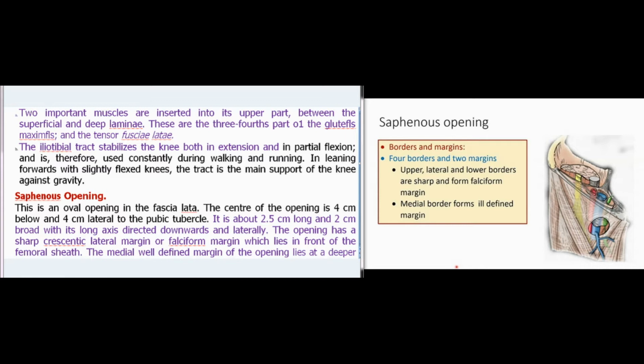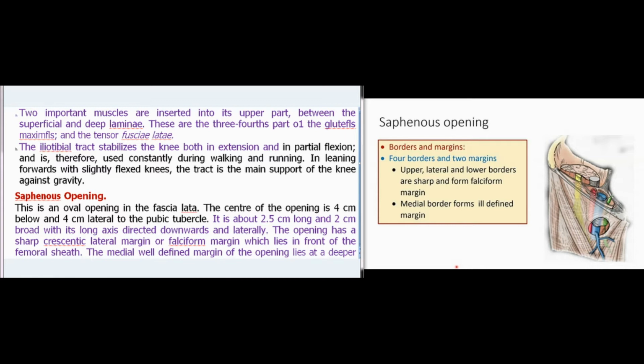These are the three parts: the gluteus maximus, and the tensor fasciae latae. The iliotibial tract stabilizes the knee both in extension and in partial flexion, and is therefore used constantly during walking and running. In leaning forwards with slightly flexed knees, the tract is the main support of the knee against gravity.